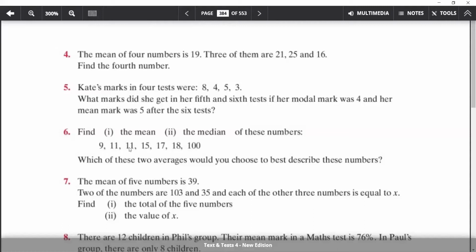If we have a look at question 6 here, you can see they say find the mean and then find the median and say which of these two averages best describes the numbers. And you can see here there's a very clear outlier of 100 in this data set. It's an unusually large number by comparison with the rest of the set. So, well, let's work out what's the mean first and then what's the median.